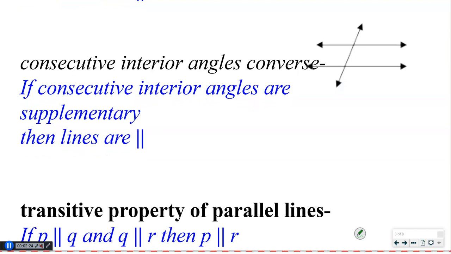Then down at the bottom, the transitive property of parallel lines. If P is parallel to Q, and Q is parallel to R, then P is parallel to R. So we're talking about three different lines. If one is parallel to another, and that other is parallel to another, then the first and the last one are also parallel. That's a transitive property. If 1 and 2, and 2 and 3, then 1 and 3. Transitive property of parallel lines.